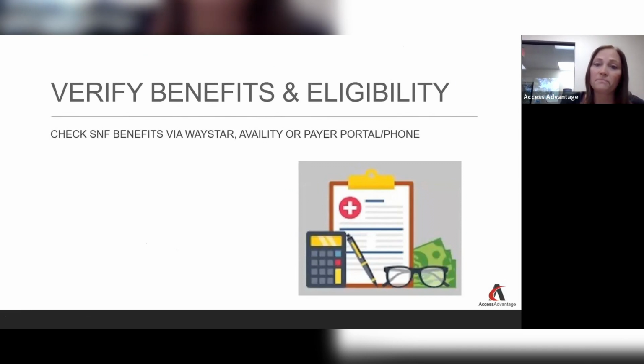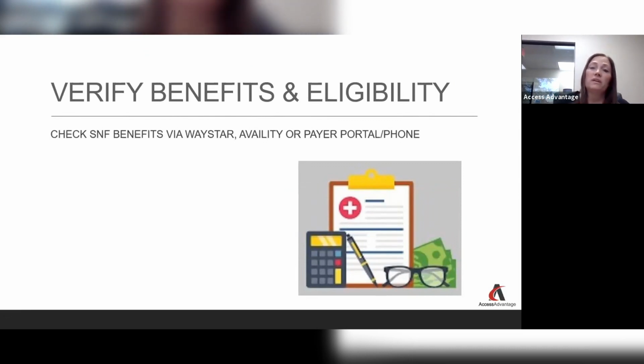So the first step when you're getting an authorization is to verify benefits and eligibility. You want to make sure that the patient you're bringing into your facility has an active plan, and not just an active plan, but has skilled nursing benefits as part of their plan. You can check this through Waystar, Availity, or some of the payers have a specific portal or a phone number that you call to check things.